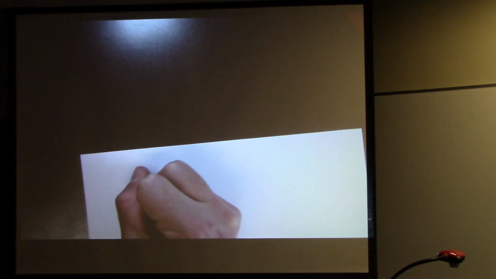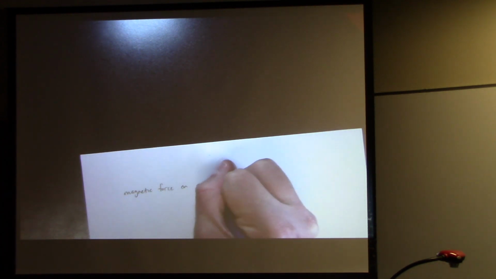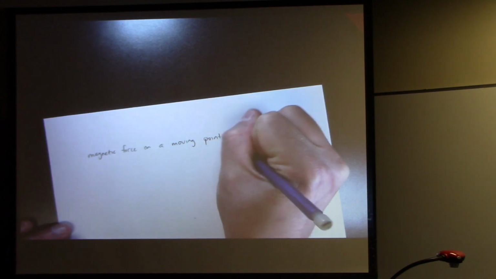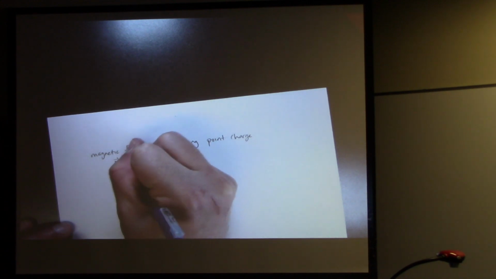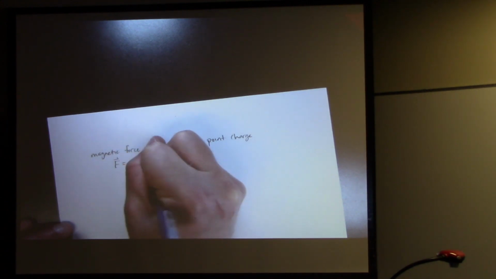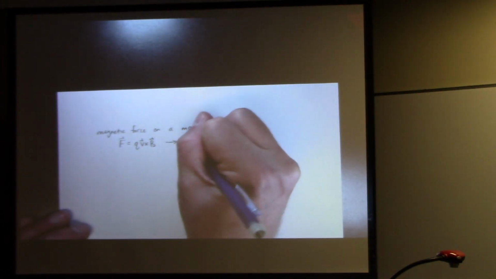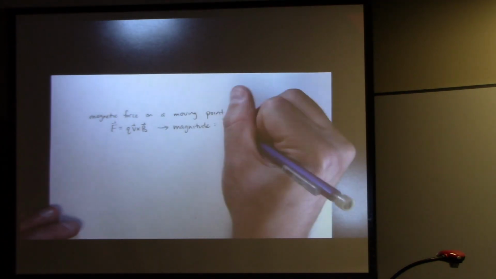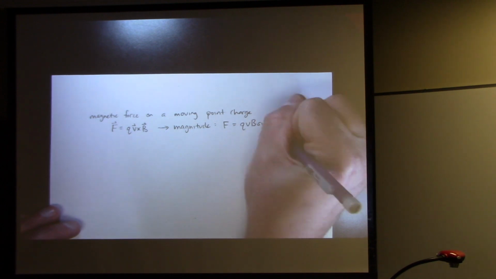Okay, the magnetic force on a moving point charge is given by F equals QV crossed with B. Okay, the magnitude, that's going to be QVB sine of theta.